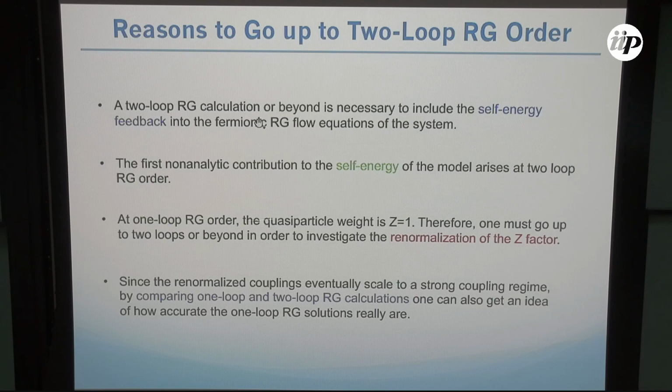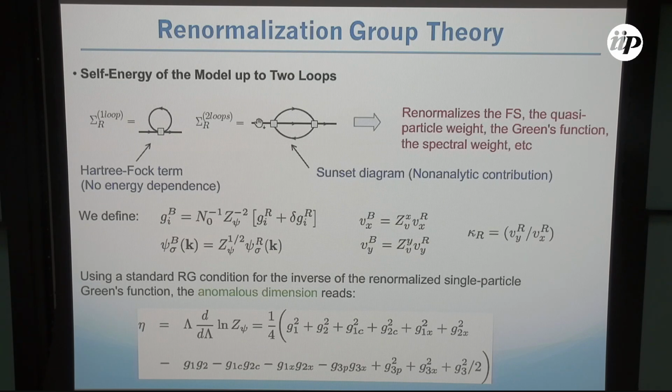That means that at one loop, Z is equal to 1. So we have to go to two-loop to derive the RG flow equation for the Z factor. Okay, so we do this. So here are the diagrams that we have to calculate.